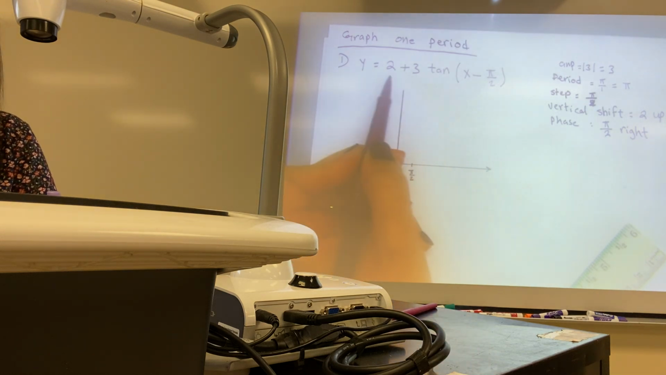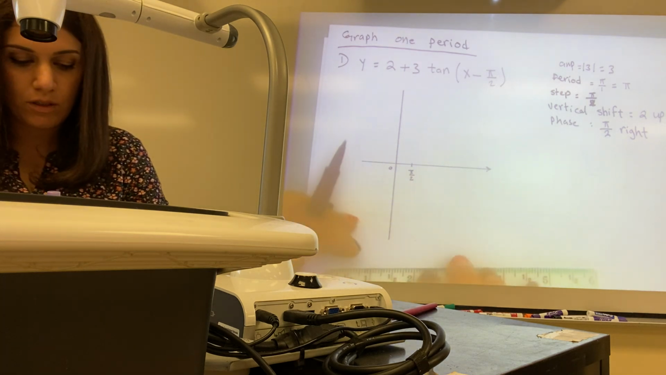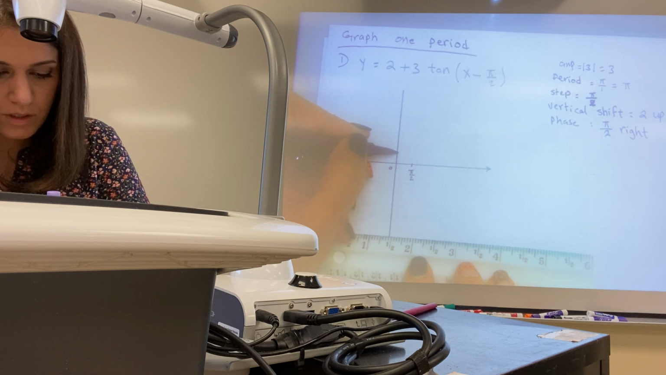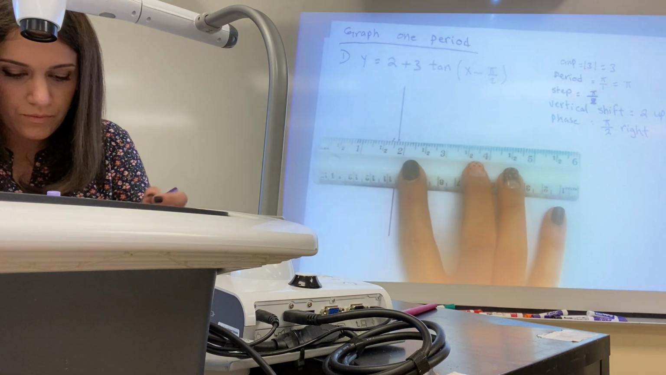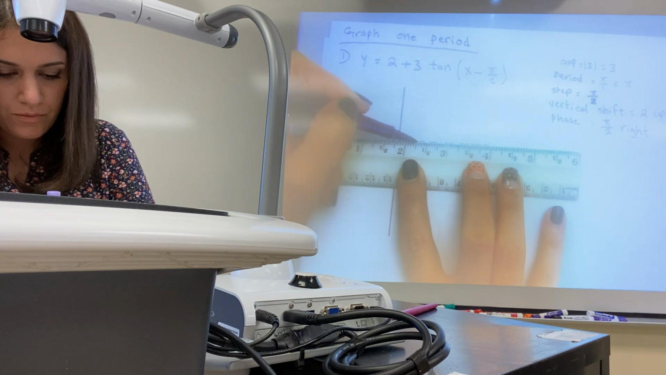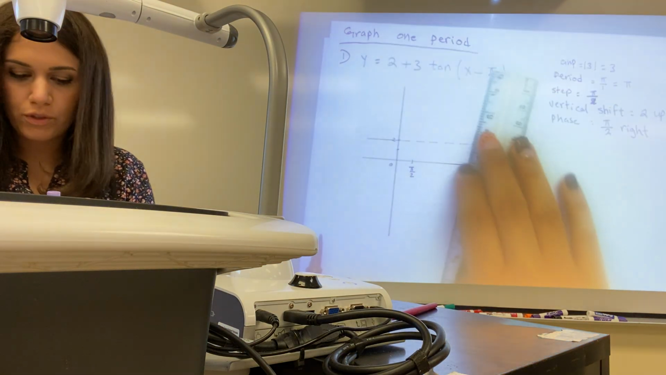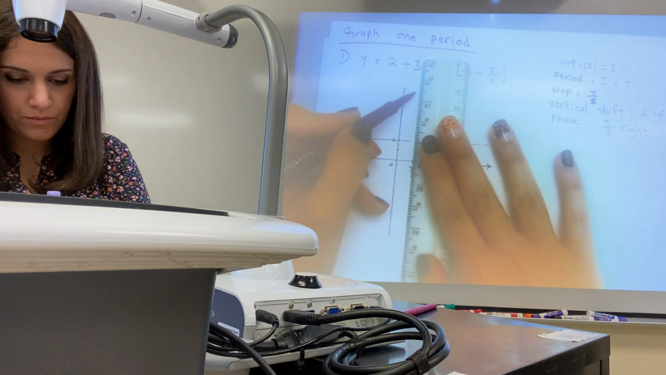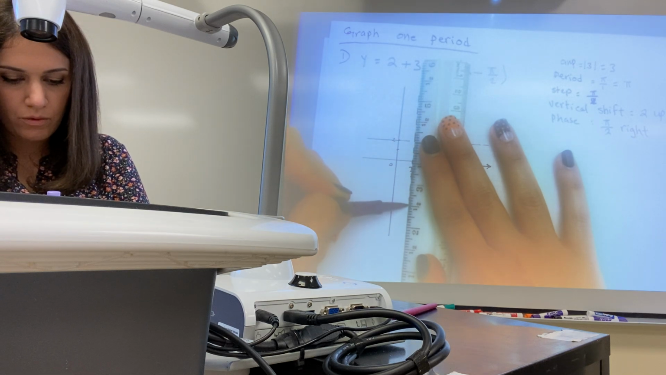But remember, we have a vertical shift, so the x-axis will be shifted 2 units up. That will take me up here, say 1, 2. And there's a pi over 2 shift to the right. So here's my new, shifted y-axis.